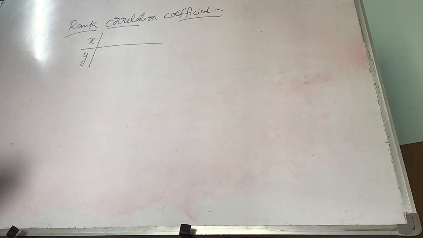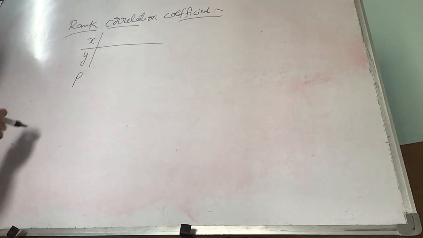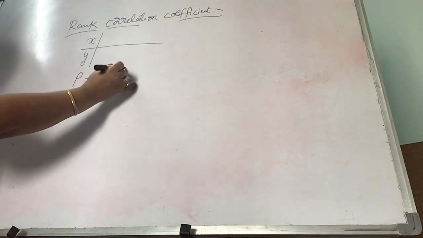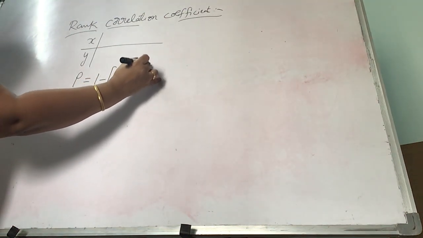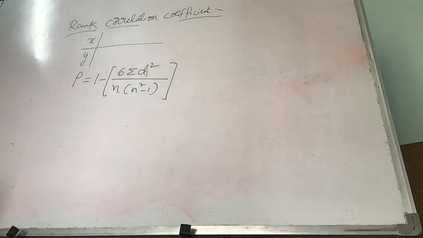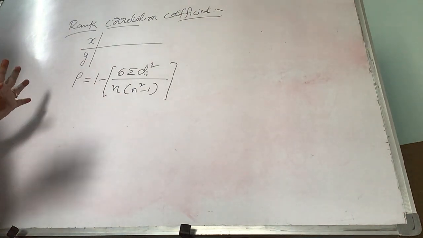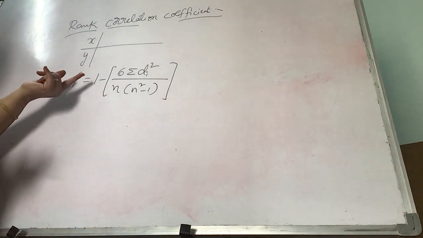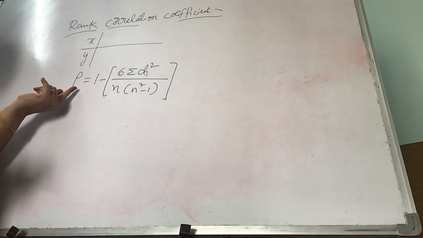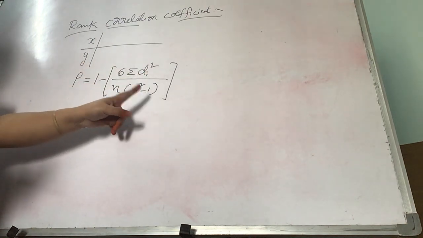What is the formula for rank correlation coefficient? Here the rank correlation coefficient is denoted by the symbol rho and it is defined as 1 minus 6 into summation of di square by n into n square minus 1. This is the rank correlation coefficient in terms of distinct ranks, if there are no repeated ranks. So for distinct ranks, rho is equal to 1 minus 6 into summation of di square by n into n square minus 1.